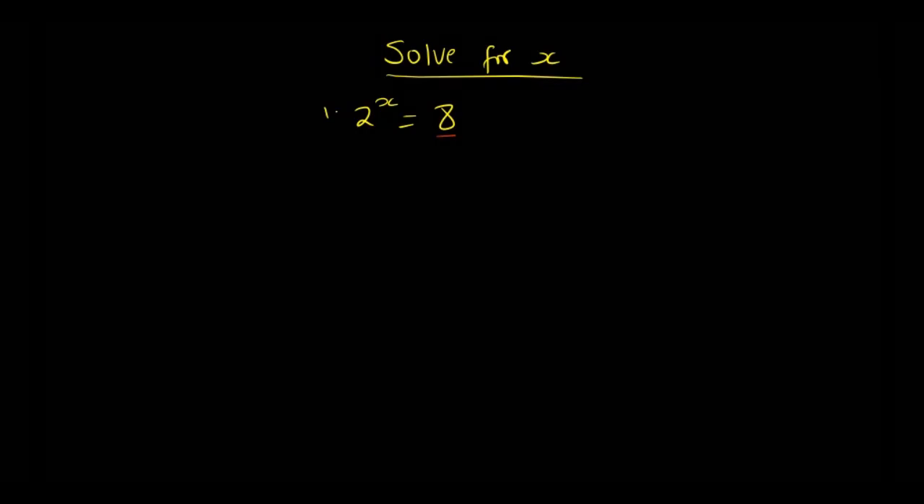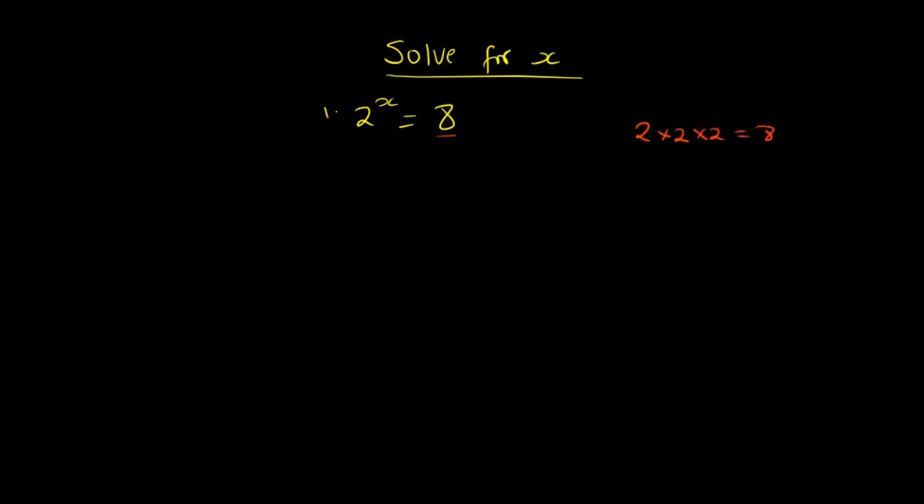So let's try. We can do this roughly somewhere. So I'm going to have 2 multiplied by 2. So 2 times 2 is 4. So we need to put another 2 times 2. We're going to have 8. So then 2 has to multiply 3 times for us to get 8.